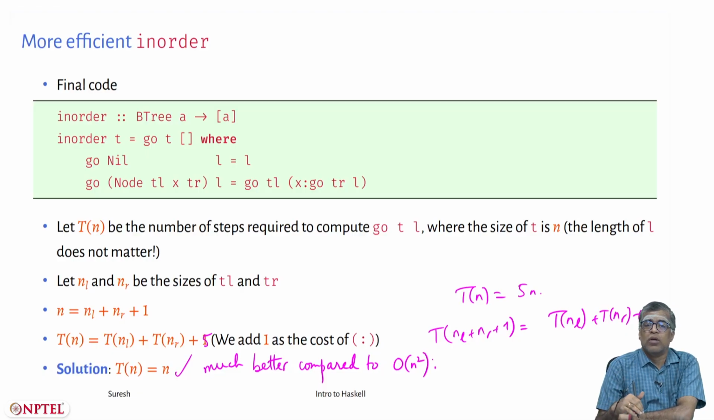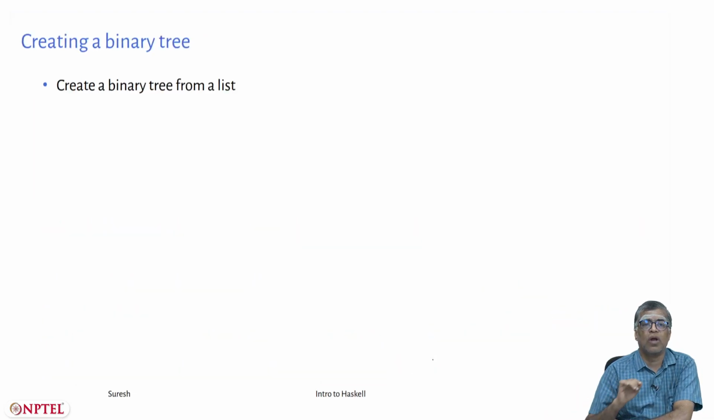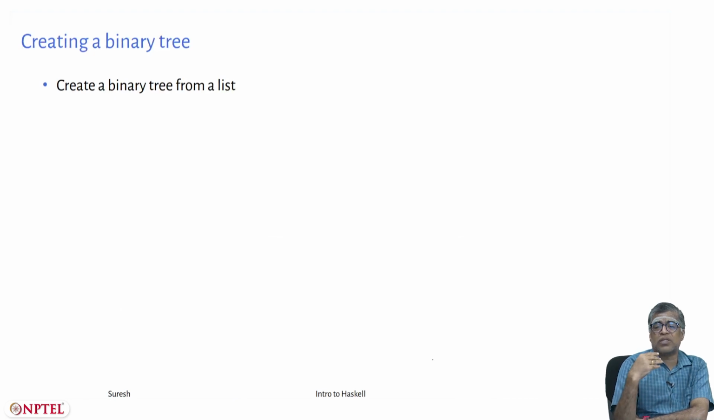Okay, so we have seen in order. Now the next task: if you have a tree, we know how to create a list in various ways. We want the reverse thing. You want to create a binary tree from a list. And this is a nice program.